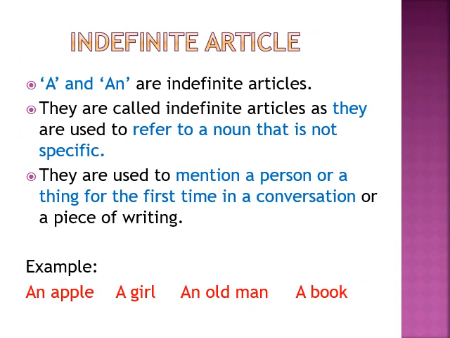Now indefinite article. A and an are indefinite articles. They are called indefinite articles as they are used to refer to a noun that is not specific. When we are talking about any general noun, then we use indefinite articles. They are used to mention a person or a thing for the first time in a conversation or a piece of writing. So if we are talking about a person or a thing for the first time, we use a or an. For example, an apple. Now this apple can be any apple. A girl, any girl. An old man, any old man. A book, it can be any book.